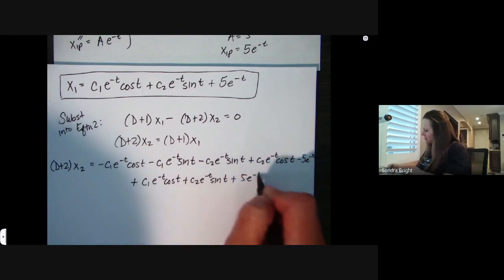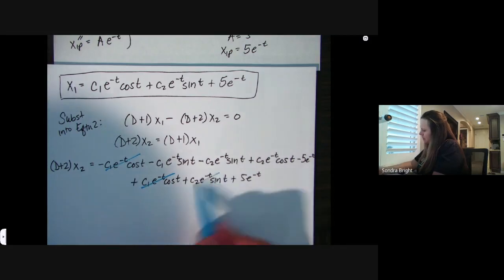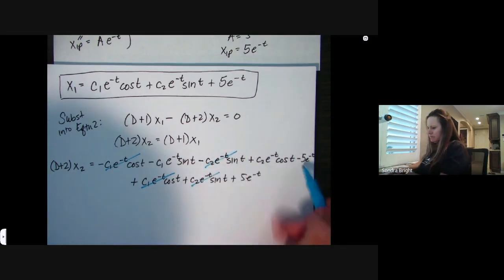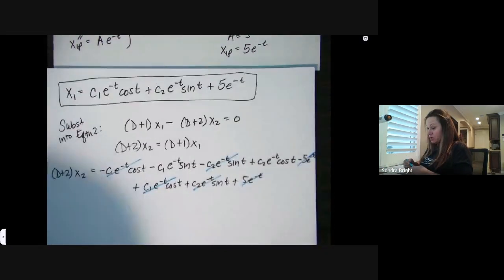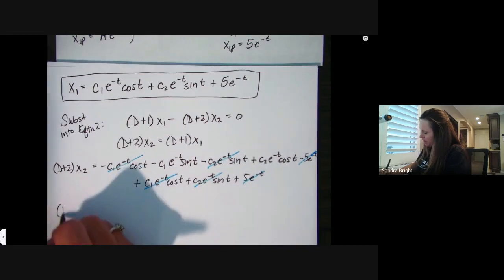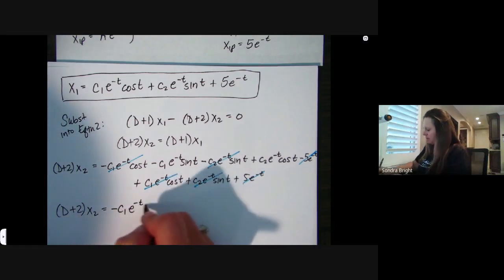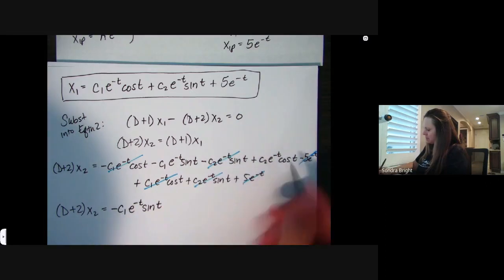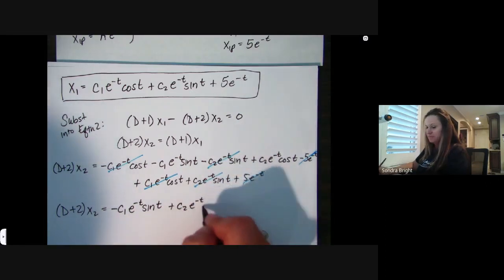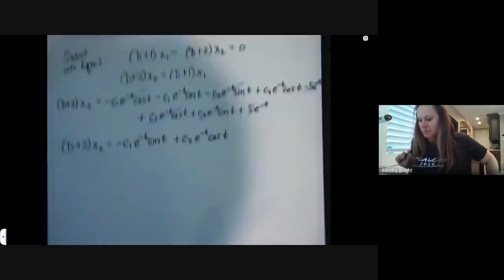And a whole bunch of things are going to cancel right now. Okay, so I'll rewrite this again. D plus 2 operating on x2 is negative c1 e to the negative t times sine of t, plus c2 e to the negative t cosine of t. All right, we're going to solve this, which we can do.